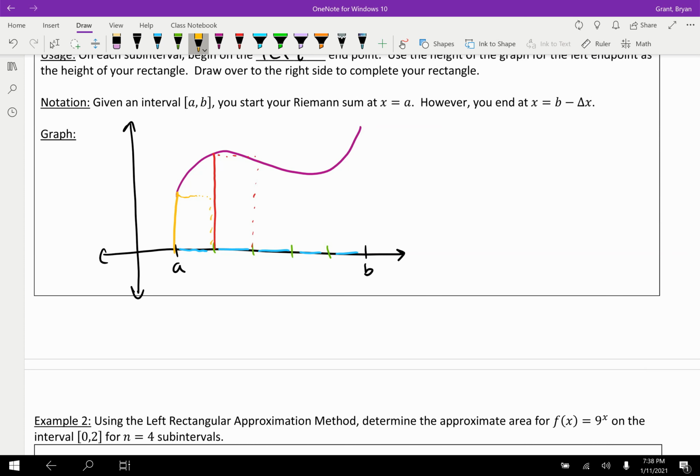And the third one, let's do back to yellow again. We draw up and then dash over. We get the idea, and we finish over here with B, but we don't draw it from B, right? The last subinterval you have to draw from the left side, so you go up and then over.